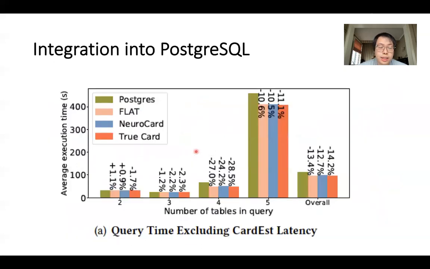Okay, at last, we integrate FLAT into Postgres, and we can see that it improves the Postgres baseline by 13.4%, which is slightly better than or comparable to the previous SOTA, NeuroCard. And more importantly, it is very close to the true cardinality, which represents the best the Postgres method can ever achieve. Therefore, we can see that FLAT can be a practical counterpart of Postgres cardinality estimation.